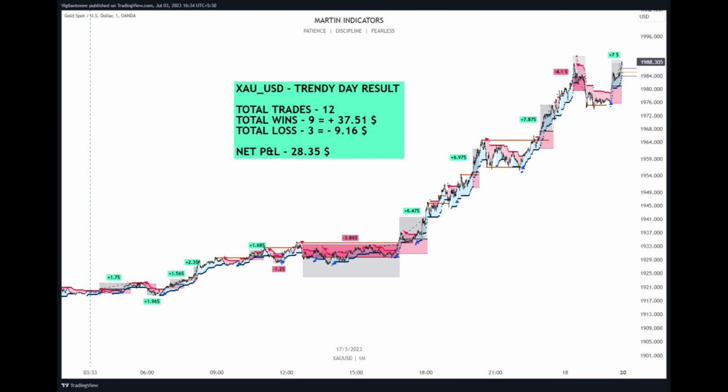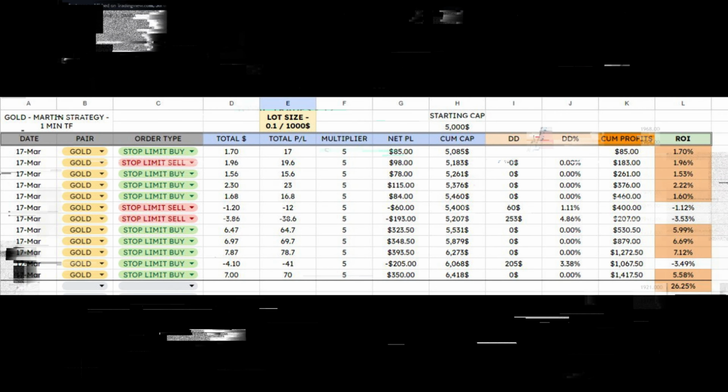Here are the fabulous results of Martin's strategy all-in-one scalp toolkit, where we had a total of 12 trades with 9 wins of total $37.51 profits and 3 losses, with total minus $9.16, with net P&L of $28.35 in a single day. This is an example of performance of the Martin strategy on a trendy day. Now let's see how the strategy performs on a non-volatile trendless day.